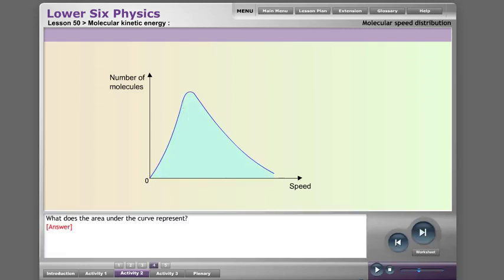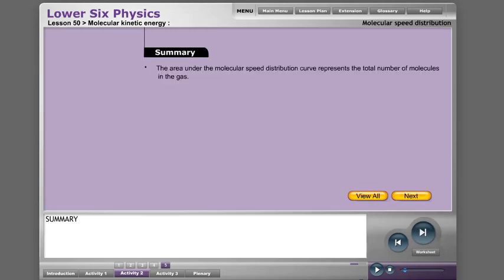What does the area under the curve represent? Answer: the area under the curve represents the total number of molecules in the gas. Summary: the area under the molecular speed distribution curve represents the total number of molecules in the gas. The relationship between the three statistical speeds is V0 is less than V mean, which is less than V RMS.